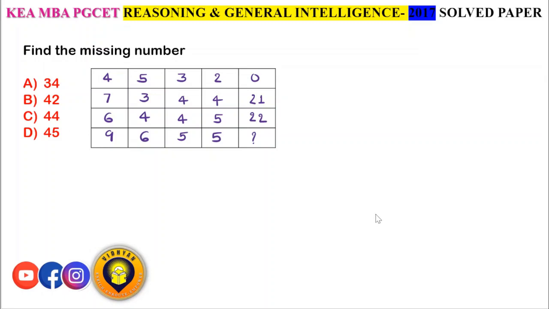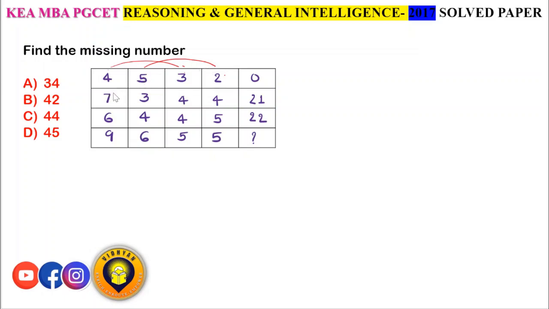Find the missing number. Again, observe the pattern here. If you check horizontally, the numbers in the first row are 4, 5, 3, 2, 0. Now you have to think how this 0 has come. Let us try with some patterns. If I do multiplications, 4 fives are 20, 3 twos are 6, but on subtracting I don't get 0. If I do it alternately, 4 threes are 12, 5 twos are 10, no. Even if you check addition, 5 plus 4 is 9 and 3 plus 2 is 5, no. 4 plus 3 is 7, 5 plus 2 is 7, so 7 minus 7, I'm getting 0.